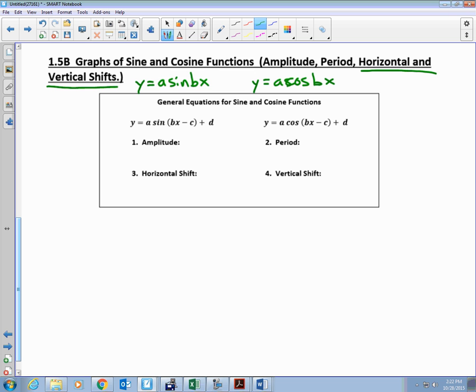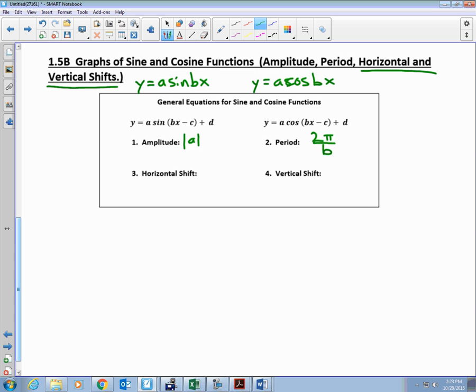The rule stays the same. The amplitude is still the absolute value of A. That does not change. Second of all, the period is still 2 pi divided by B, and B is the number in front of the x. If things are on the outside of the function rule, they affect it vertically. If things are on the inside of the function rule, they affect it horizontally.